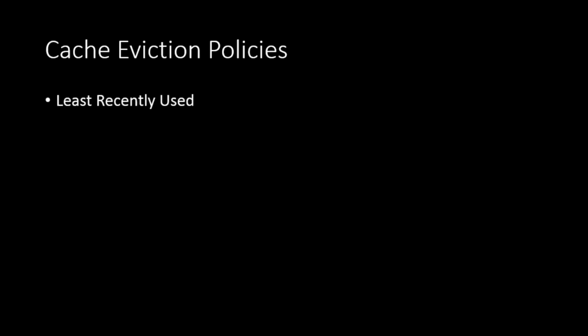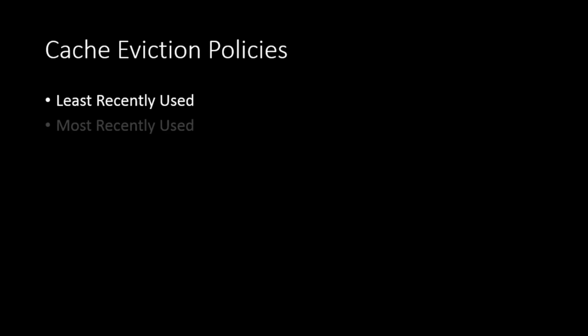The first one is least recently used. This probably is the most popular cache eviction policy. Under this policy, as the name suggests, the cache evicts the data entry that is the least recently accessed, or the least recently used. Which means, according to this policy, the data entry which is least recently accessed is least likely to be requested in the future. And so, under this policy, the cache will replace the least recently accessed data entry with a new one.